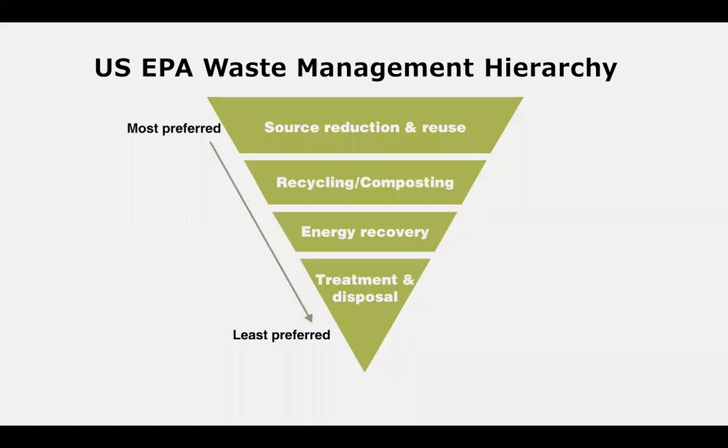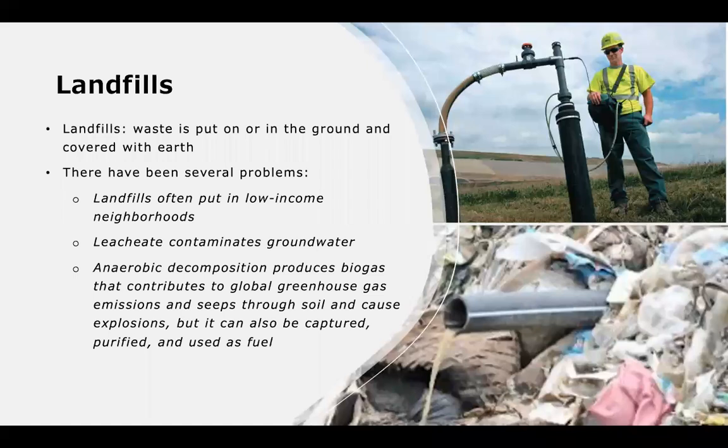When it comes to waste management, the US EPA has established a hierarchy which consists of the following 4 approaches. The least preferred approach is treatment and disposal of waste. A little bit more preferred is energy recovery, like the example of Sweden. Even better would be recycling and composting of waste. And then the most preferred approach, according to the waste management hierarchy, is source reduction and reuse. So let's start with the first approach, the least preferred approach, which is management and treatment.